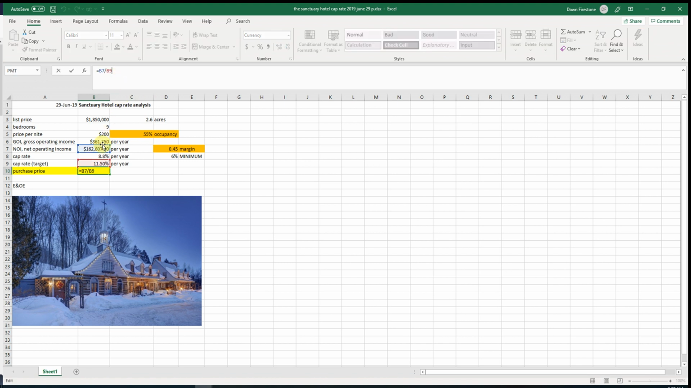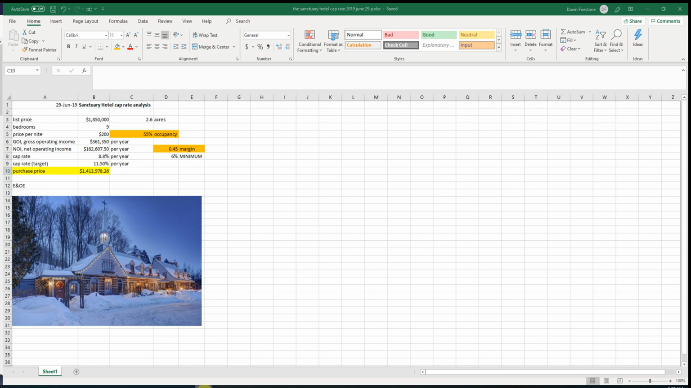So you take this reconstructed net operating income, you divide it by the target cap rate, and you get 1.413 million. Right. So what I said to my clients last week was, don't pay more than 1.4 million for this. All right. Then going in, you're going to get an 11.5% cap rate. So you would think that's the end of the story, but it isn't.